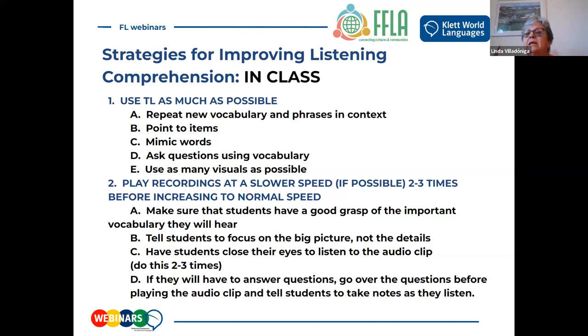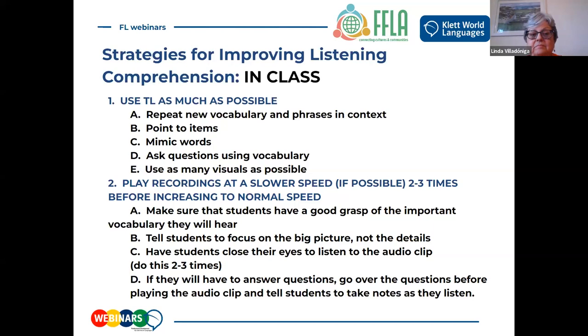Repeat the new vocabulary and phrases in context. A word alone doesn't do it, like audible. If they don't know what audible is and they can't make a connection, if they don't know that audible has something to do with arbor or arboretum, then just saying audible is not going to mean a thing to them. So use it in context. El árbol es verde. El árbol es alto. El árbol tiene muchas ramas. Or point to the item if you have a picture of a tree, or draw one on the board. Mimic the words. Be sure that they hear you pronounce them because you are the authority in the classroom.